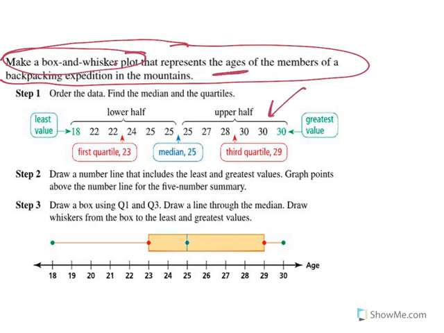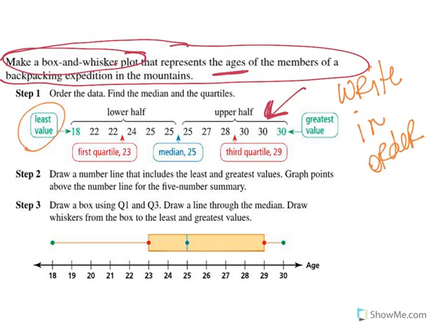Okay, here's our information. Notice that it is written in order. You must write in order from least to greatest. If you don't, you won't be able to find the median. So, we need to find those 5 numbers. We need to find the least value.